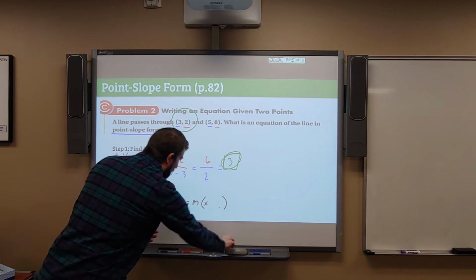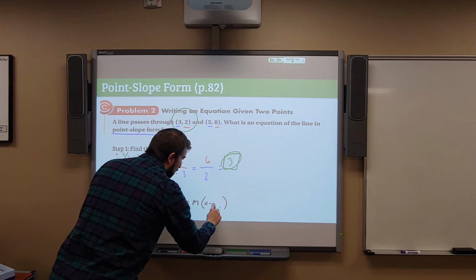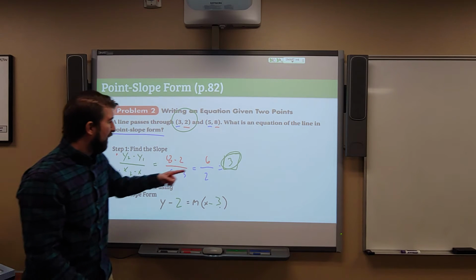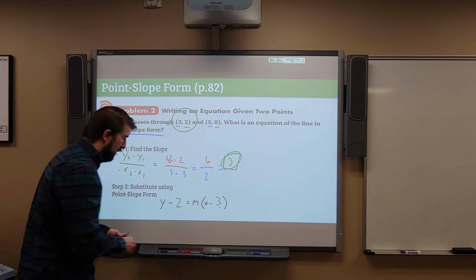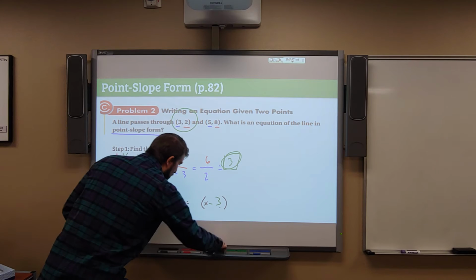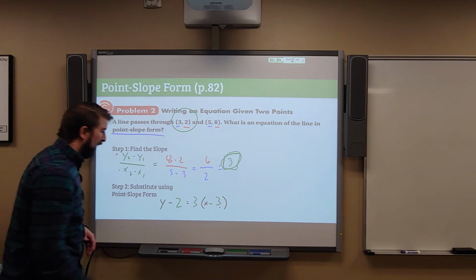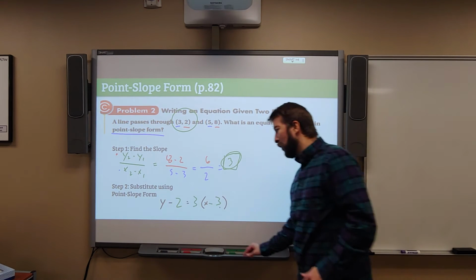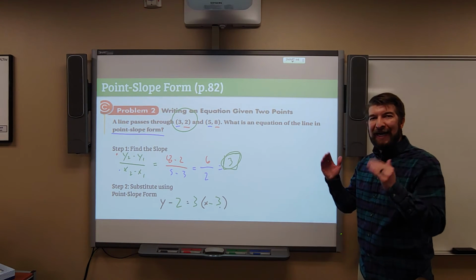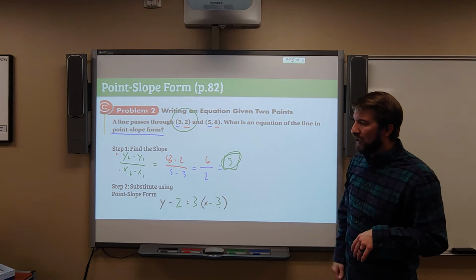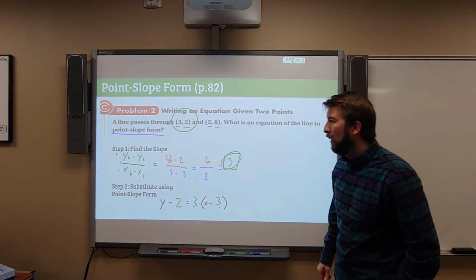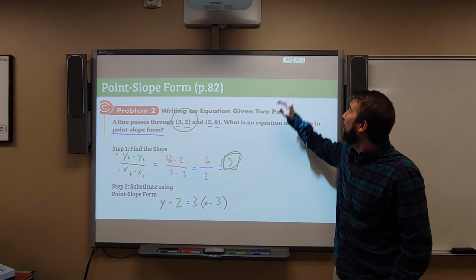Alright, but since it's a minus right here, that stays right there, so I'm going to have that. And then for my slope, I'm going to erase the m and put a 3 there. And so in point-slope form, I have y minus 2 equals 3x minus 3. Simple as that. Find the slope and then substitute using point-slope form.